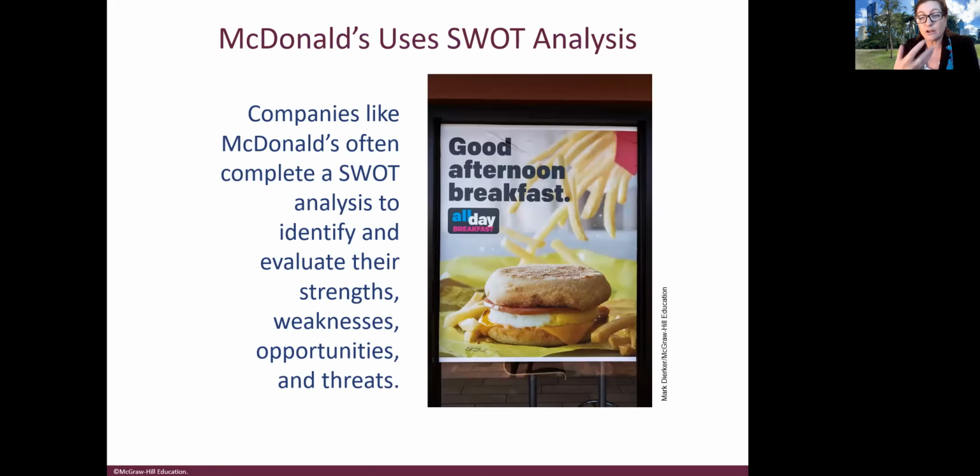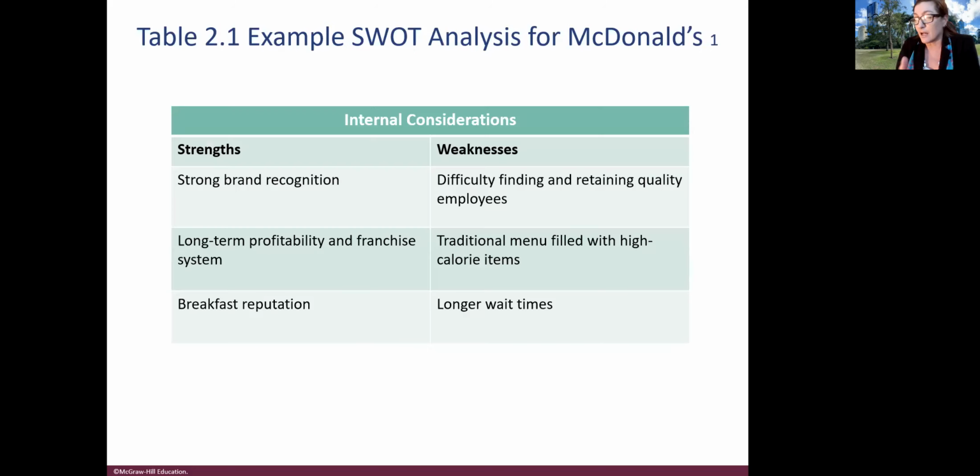So here we've got a McDonald's ad with the headline, "Good afternoon breakfast." And like, what's that about? Okay, so let's do a quick SWOT for McDonald's and we'll revisit that ad. The strengths of McDonald's: we've got a strong brand recognition, long-term profitability, and a good reputation with regards to breakfast menu.